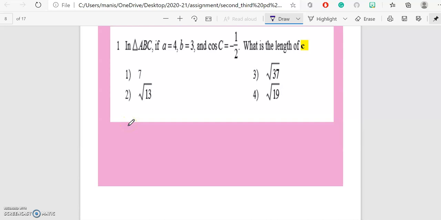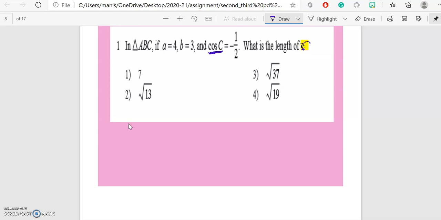Now let's look at this question. It says in triangle ABC, if lowercase a is 4, lowercase b is 3, and cosine of c. Please pay attention to this part where it says cosine of c. It's not saying c. It says cosine of c is negative 1/2. What is the length of lowercase c?